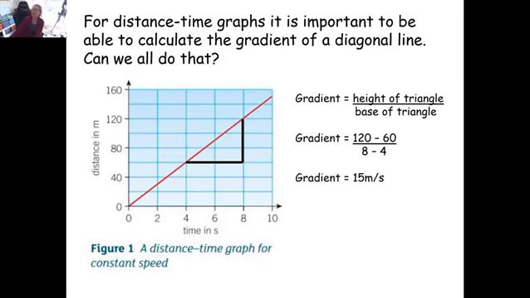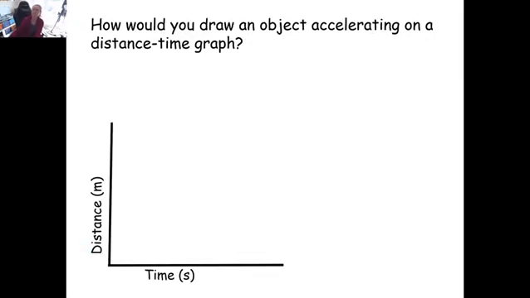Now, the reason that it's important you're able to do that, year 10, is because sometimes on a distance time graph you don't get a nice straight line, but you get a curve. Now, this is telling you that the object is accelerating, so it isn't travelling at a constant speed, instead it's getting quicker and quicker, and that's how we would draw that on a distance time graph.